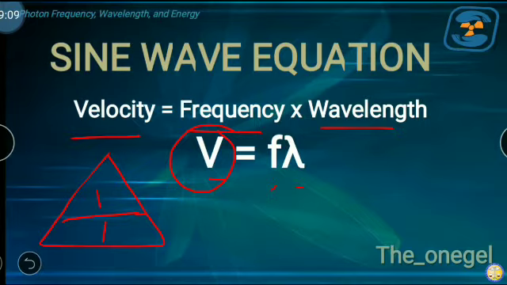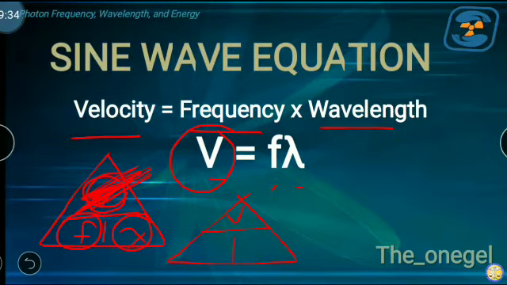So, V equals frequency times lambda. Ito si V. Kung hinahanap mo si V, simply cover natin si V. So, therefore, we have to multiply frequency times lambda. So, gamitin natin, let's copy.